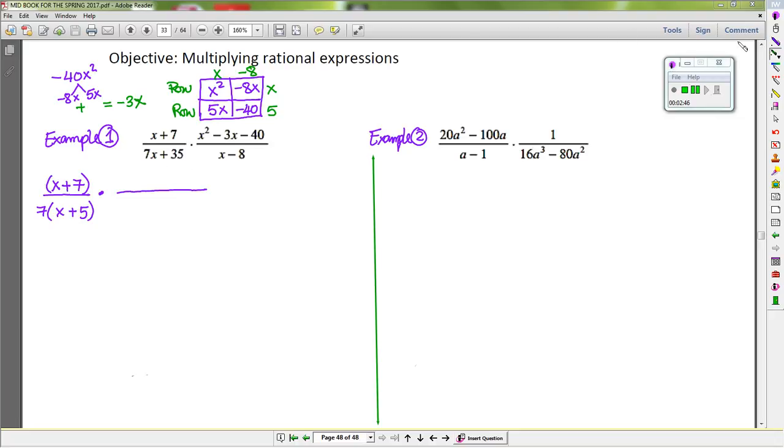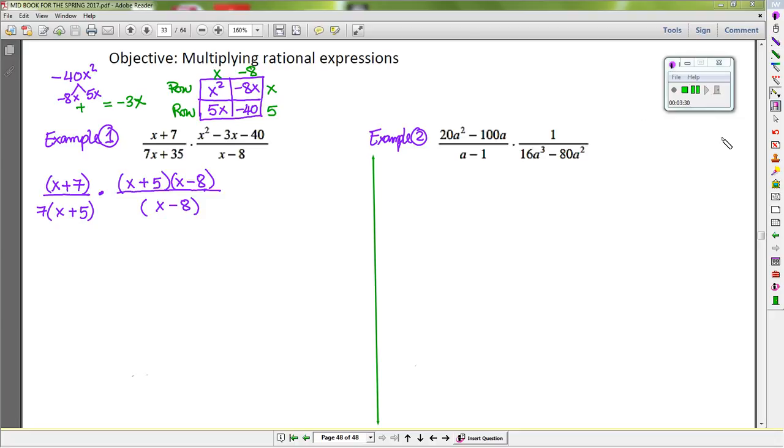So the factored form of the numerator for our second fraction will be x plus 5 times x minus 8. And let's go to the denominator, x minus 8. It is prime, so we cannot factor it, and I'm going to write it down, x minus 8. So this is step 1 all done.